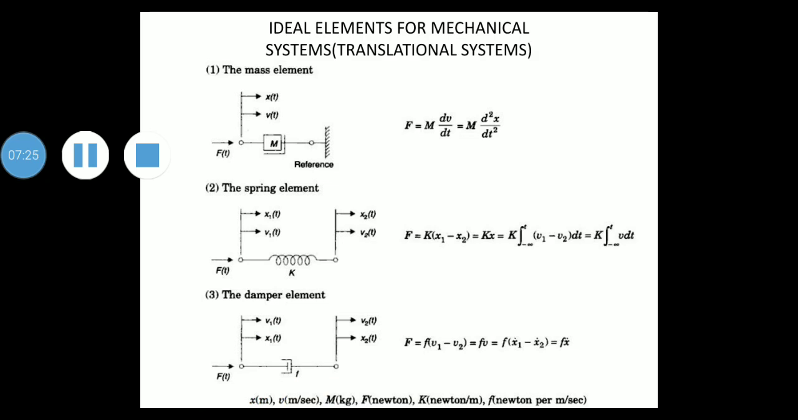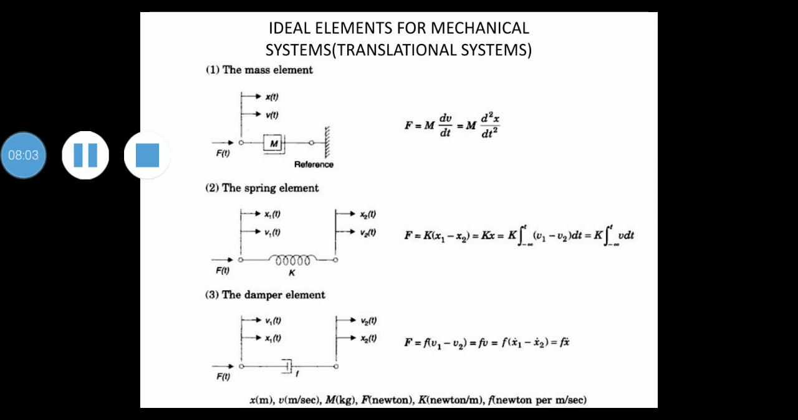Next we are going to study the ideal elements for mechanical systems. First we will study the translational system. There are three translational elements: mass, spring, damper. First we will see the mass element. You can see mass m. One terminal is the inertial reference with respect to which the free terminal moves. So this is a reference. Force is applied here. This is the mass, so we can write F is equal to m dv by dt, which is equal to m d square x by dt square.